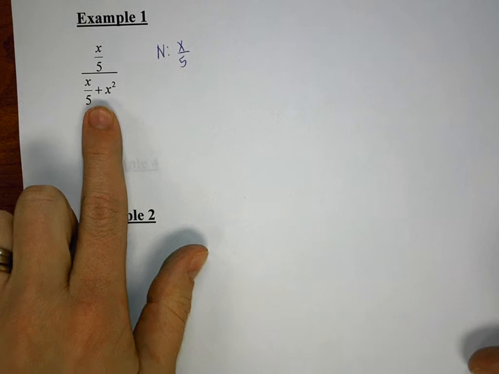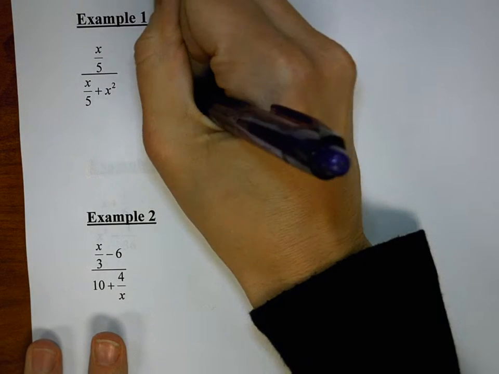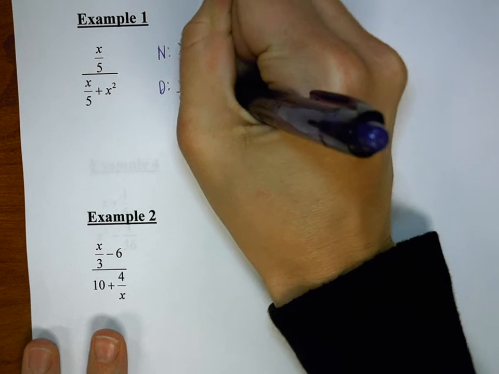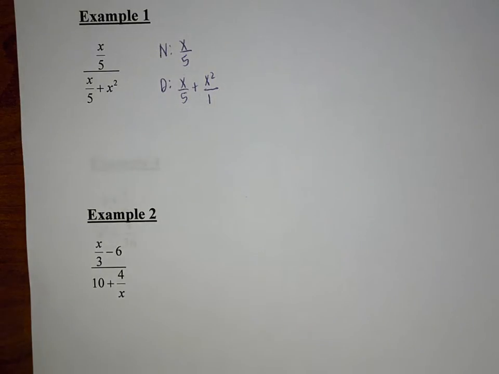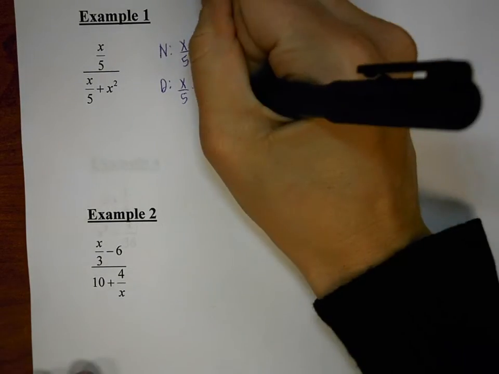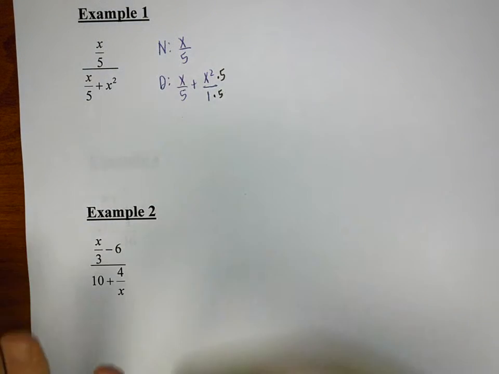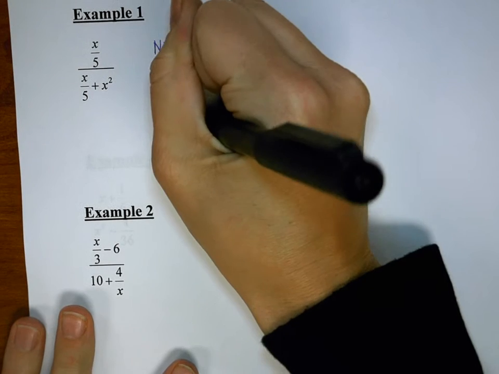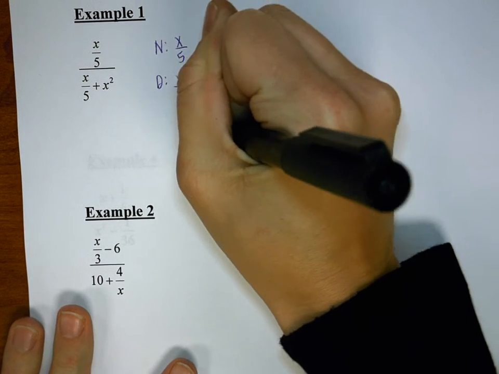But on our denominator, it's not a single term. We need to simplify this. So with our denominator, we have x over 5 plus x squared. And I'm going to put x squared over 1 because in order to add fractions, they need to have common denominators. So our common denominator on this would be 5. So that means I just have to multiply this term by 5 to the top and the bottom. So when I do that, actually I'm going to go down here. We have x over 5 plus, and I'll have 5x squared over 5.